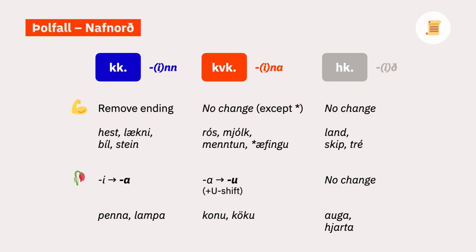Amongst the weak nouns in the row below that, we have the masculine ending, which changes from i to a, penna, lampa. The feminine from a to u, with any u shift if applicable, konu, köku. And then finally we have our neuter, which doesn't change at all, auga, hjarta.